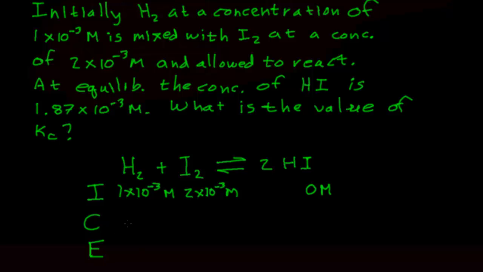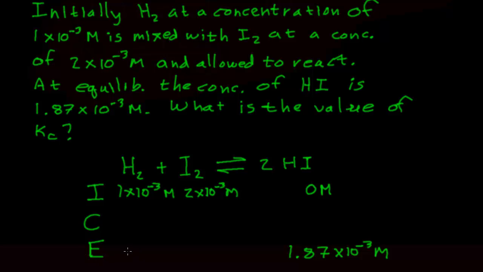Okay, now change, we're going to leave these little spaces empty right now because we don't know what the change is. But we do know one other value. We know the HI concentration at equilibrium. So we're going to go find that underneath the HI column and the E row. We're going to enter our equilibrium concentration. So that's going to be 1.87 times 10 to the negative 3 molar. Very good. So now we just need to figure out what these empty spaces are.